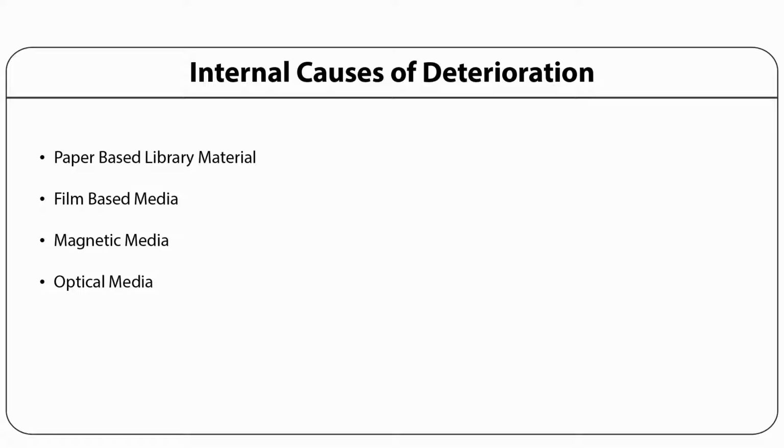In magnetic media, adhesive binders used in tape undergo deterioration through hydrolysis and oxidation, thus causing loss of data. CD-ROMs and DVDs deteriorate on bending the disc or touching or scratching the disc surface with any sharp object.